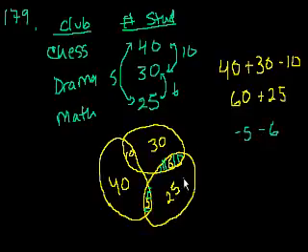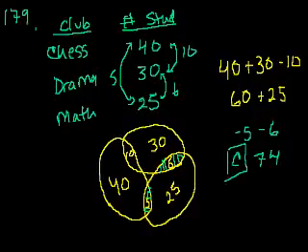This problem's all about not double counting. So let's see, 60 plus 25 is 85, minus 5 is 80, minus 6 is 74. So 74 total students. So that's choice C. Problem 180.